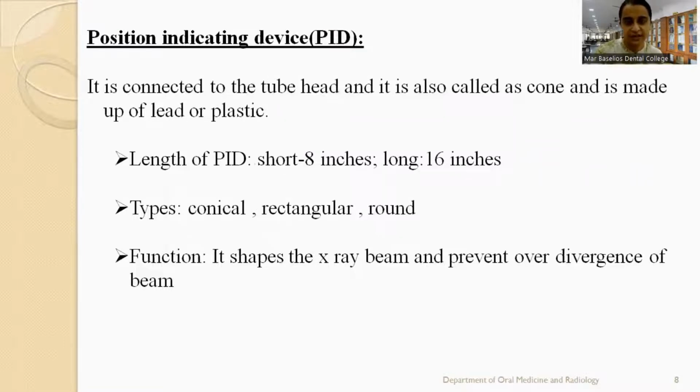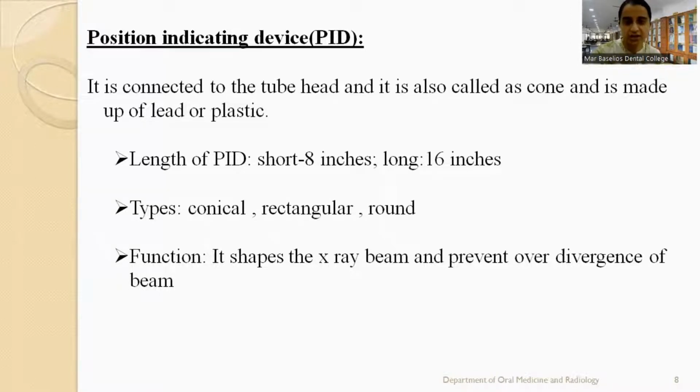Position indicating device is also called the cone. It is connected to the tube head and it is made up of lead or plastic. It is of two lengths, that is the short cone and the long cone. Short cone is about 8 inches and the long cone is about 16 inches. But it is also classified based on the shape. You have a conical position indicating device, a rectangular one and a round one.